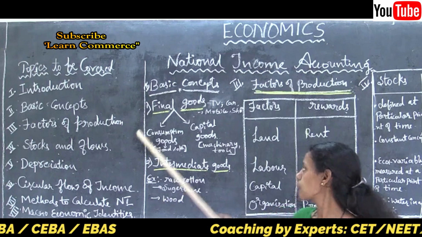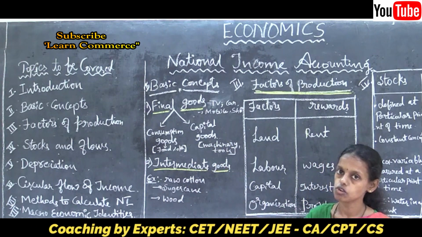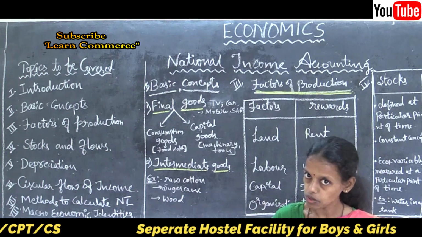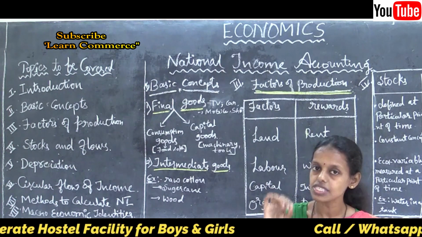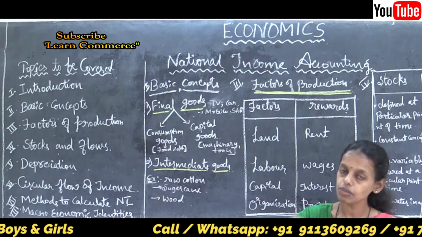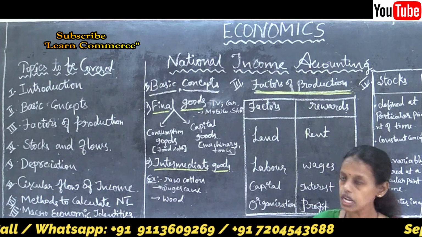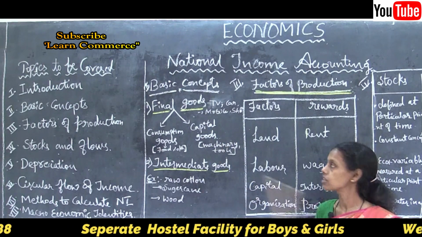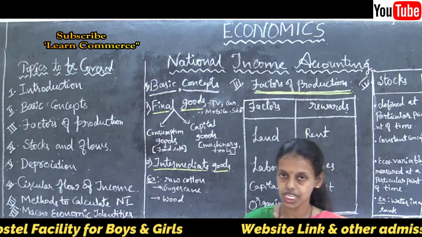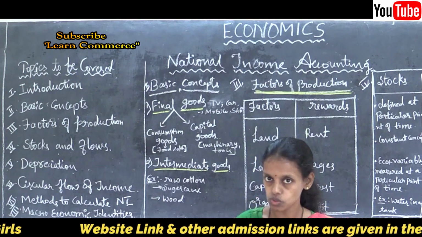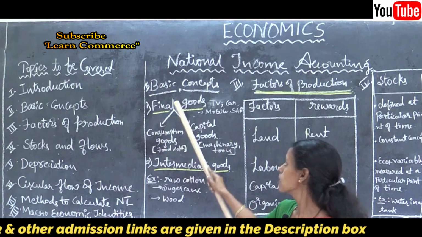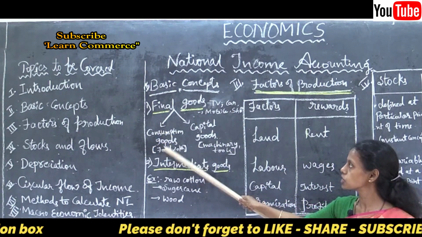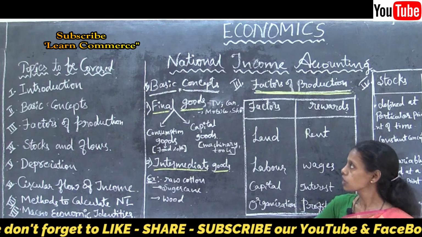For example, capital goods, machinery is used in the process of production. For the production process, those tools and machines are the final goods, either durable goods or non-durable goods. Capital goods include machineries, tools, implements, everything used in production. Those final goods include both durable and non-durable goods, consumption goods as well as capital goods.